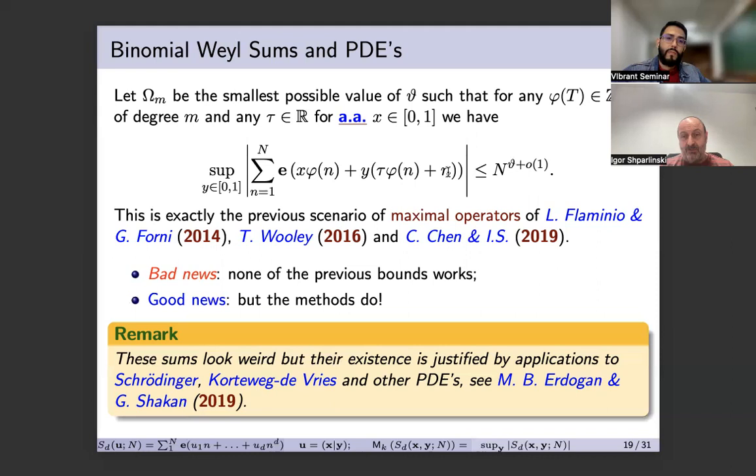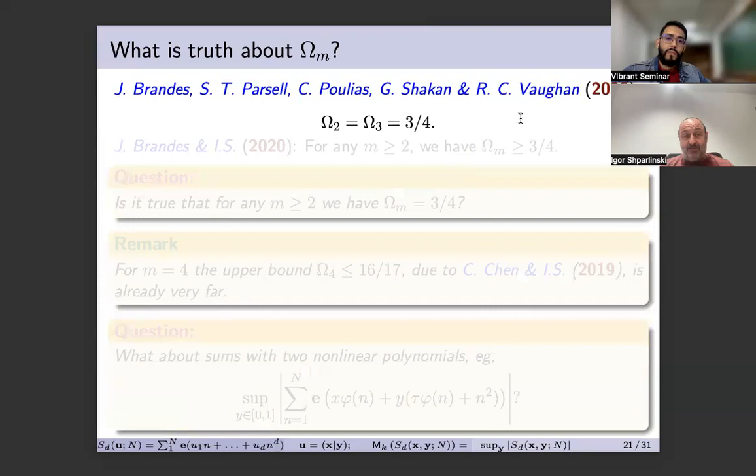So it was very surprising that Julia Brandes, Scott Parcell, I don't know the names of other people, I think George Shakan and of course Trevor Wooley, they obtained a lower bound which was matching the upper bound and which gave them these exact equalities that omega 2 equals omega 3 equals 3/4. Well, I'm pretty sure that for any physicist, it's enough to conjecture that omega m is 3/4, not even conjecture, probably proof. But we still don't know this.